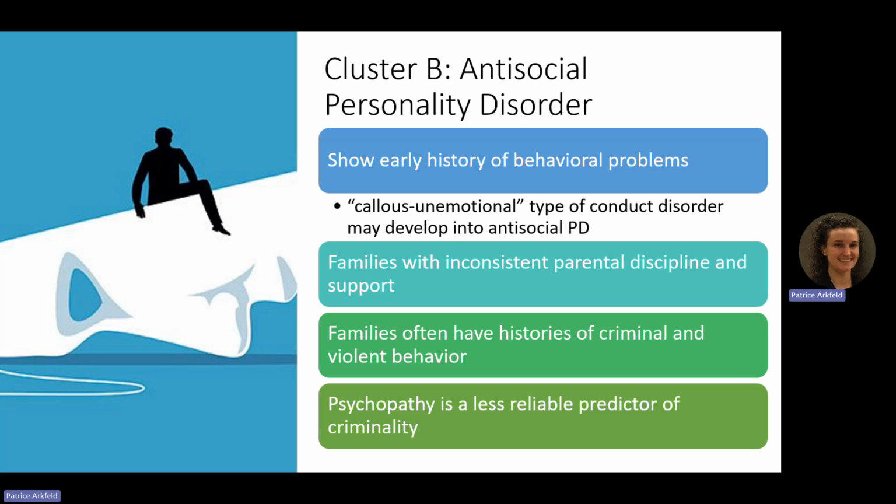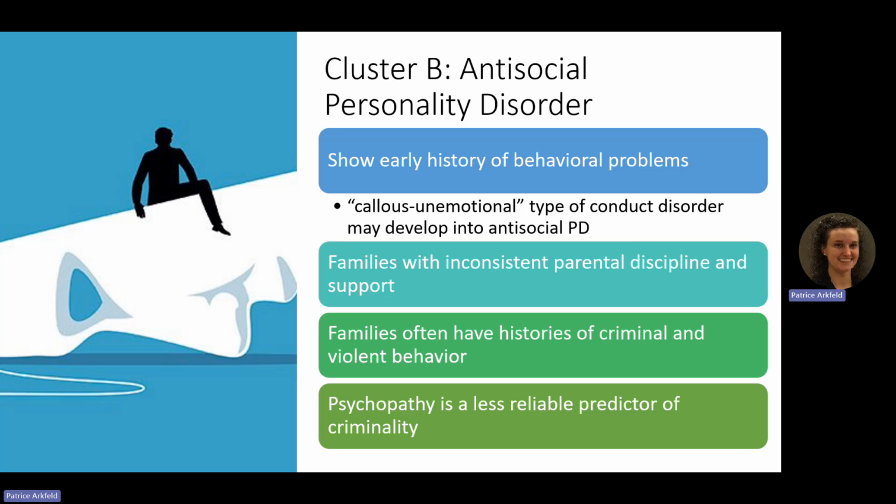So, the callous, unemotional type of conduct disorder is those kids that have just a complete lack of regard for other people. They are engaging in the behaviors that they want for themselves. They don't care if it causes them harm. They don't care if it causes other people harm as long as they get what they want out of it.